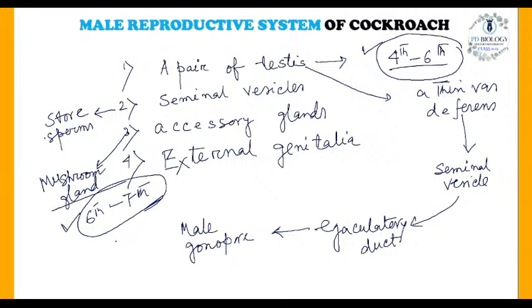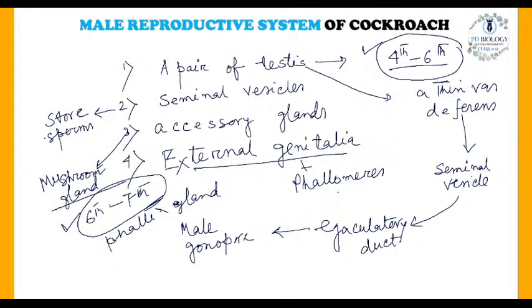The other accessory gland is the phallic gland. Their secretion nourishes the sperms. The external genitalia, the male gonapophyses, is also called phallomeres. Chitinous asymmetrical structures surrounding the male gonopore.